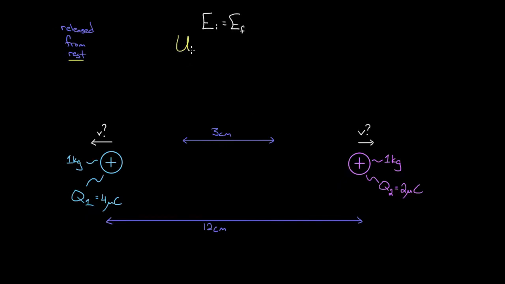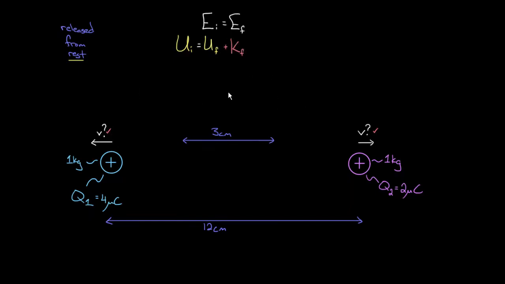So I'll just call that U initial. And then that's going to have to equal the final energy once they're 12 centimeters apart. So they're farther apart. They're going to have less electric potential energy, but they're still going to have some potential energy. So we'll call that U final. And now they're going to be moving. So since these charges are moving, they're going to have kinetic energy. So plus the kinetic energy of our system.